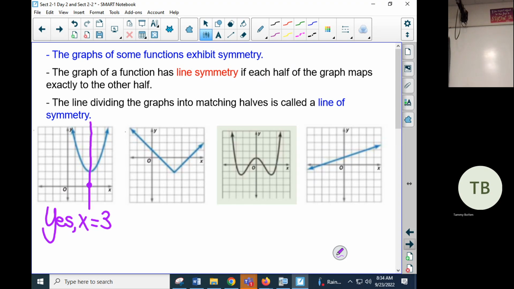Okay. Then this one, if you're looking at, could I draw a line that would give me line symmetry? Again, it's here. This line doesn't extend all the way, but if it did, it would look just like this. And when I folded it in half, both sides would map on each other. And this is x equals 1, 2, 3 also.